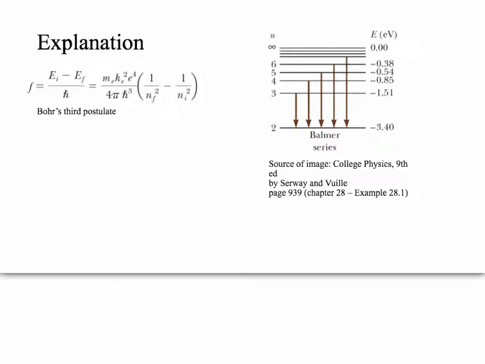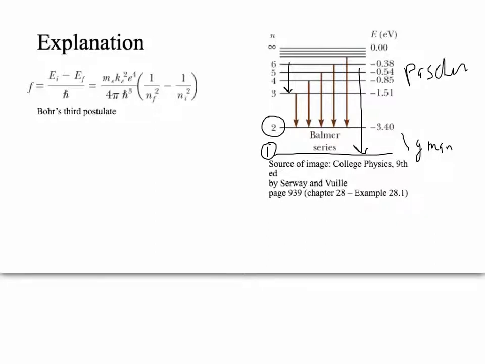So specifically, if an electron falls to the second energy level from any other level, that gives us the Balmer series. If it fell to the first energy level from any other level, that would give us the Lyman series. So this would be all UV light. And if it fell to the third level from any other level, this would give us the Paschen series, which gives us infrared light. So this was Bohr's third postulate.